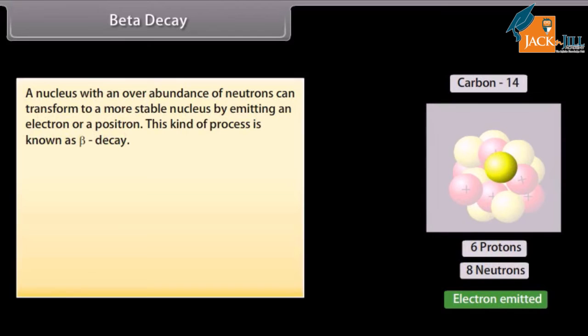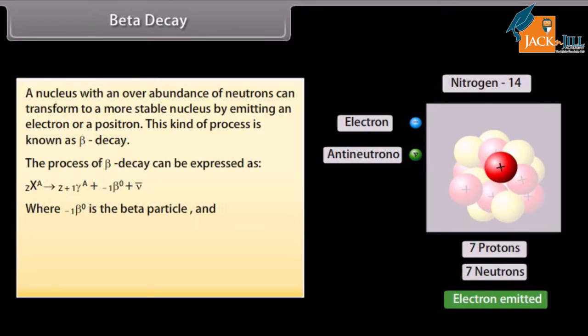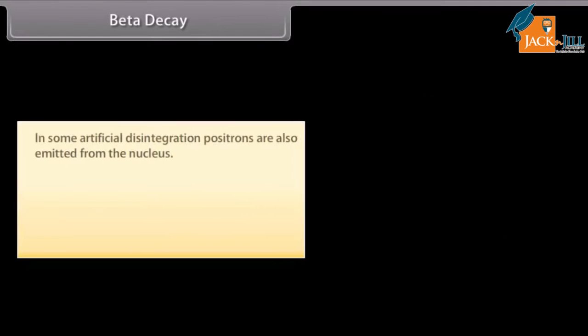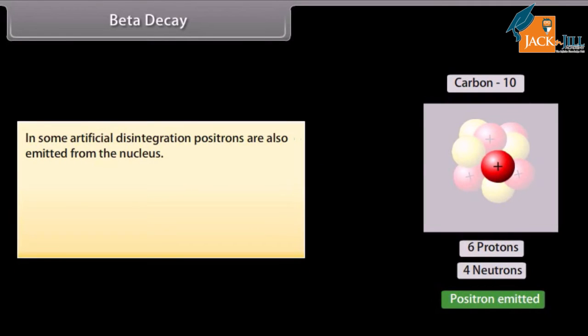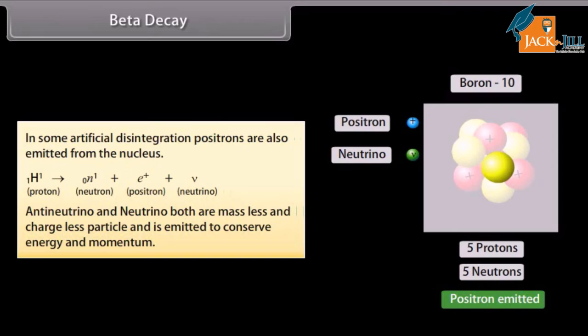Beta decay. A nucleus with an overabundance of neutrons can transform to a more stable nucleus by emitting an electron or a positron. This kind of process is known as beta decay. This process of beta decay can be expressed as shown, where the beta particle is emitted along with the antineutrino. For example, in some artificial disintegration, positrons are also emitted from the nucleus. Antineutrino and neutrino both are massless and chargeless particles and are emitted to conserve energy and momentum.